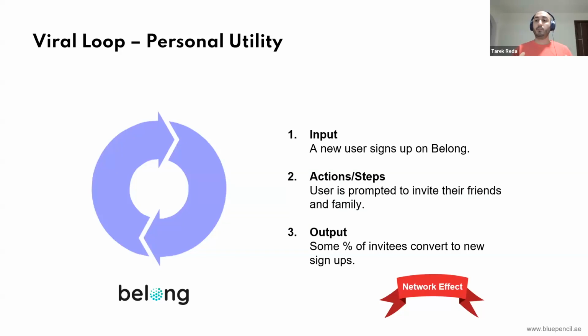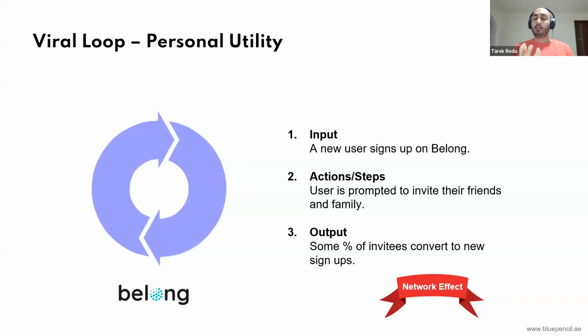So the product becomes more valuable to them when they invite someone else or when they refer the product to someone else. Okay. You might have come across this concept of network effects. And network effects is essentially the idea of a viral loop with a personal utility. Remember when I was talking about Zoom earlier, and I said that Zoom is a privileged product because they have network effects built into the product.